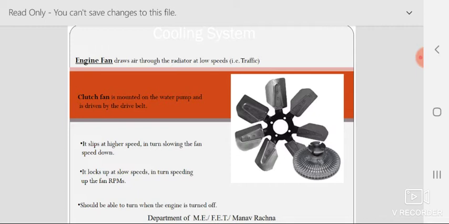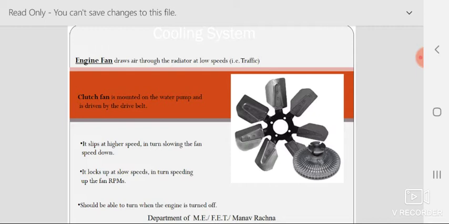So these are different things. This is a very intelligent balancing of the whole system. You have to see the whole system balancing in that, and from the whole system balancing you can go further. It slips at higher speed, in turn slowing the fan speed down. What happens? The belt slips from the pulley at high speed. When it slips from the pulley at high speed, it slows down. But it locks up at low speeds.